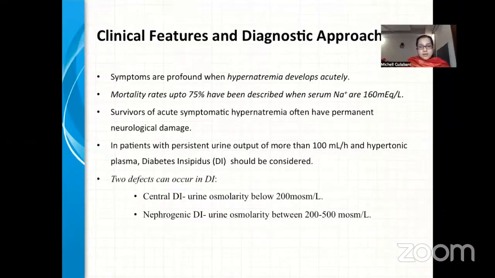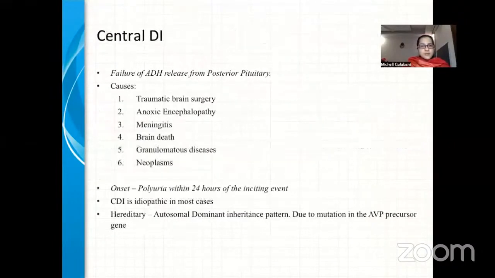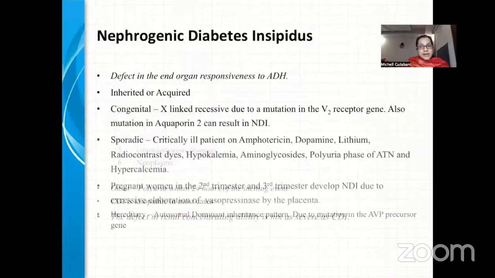So in patients with persistent urine output of more than 100 ml per hour and hypertonic plasma, DI or diabetes insipidus should be considered, which is further divided into two types, central and nephrogenic. In central, the osmolality of the urine is below 200 milliosmoles per liter, but in nephrogenic, its osmolality is between 200 to 500. So for central, the causes could be traumatic brain surgery, meningitis, and neoplasms, and it could also be an autosomal dominant inherited situation.